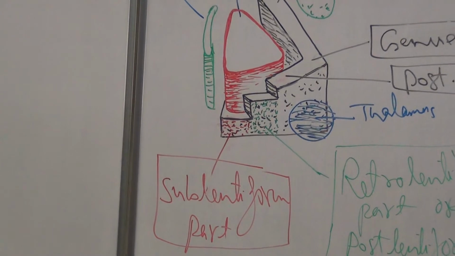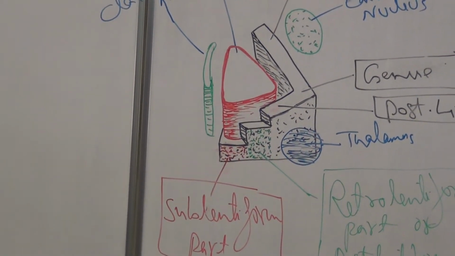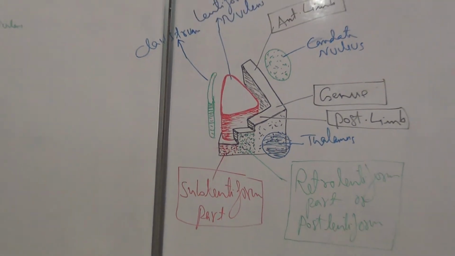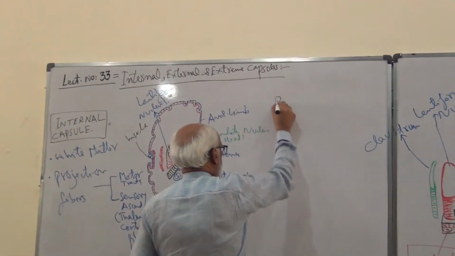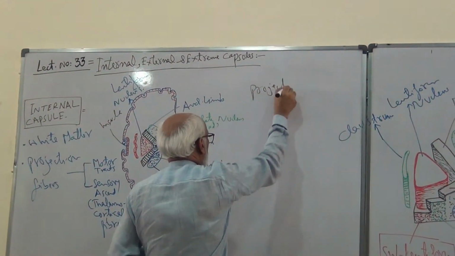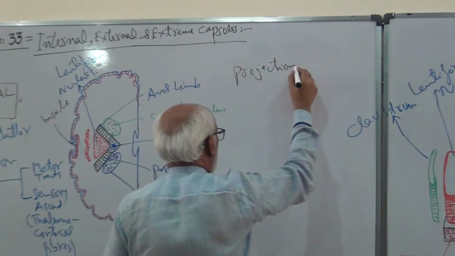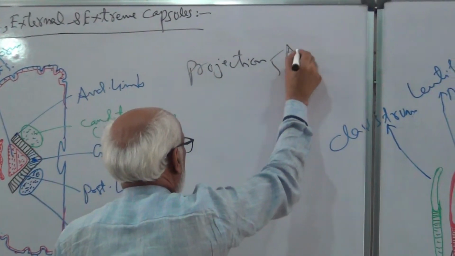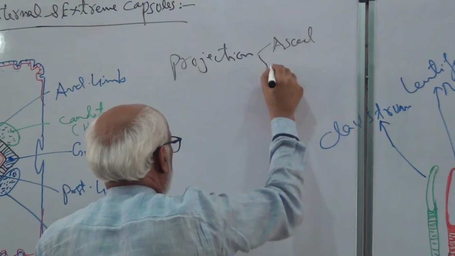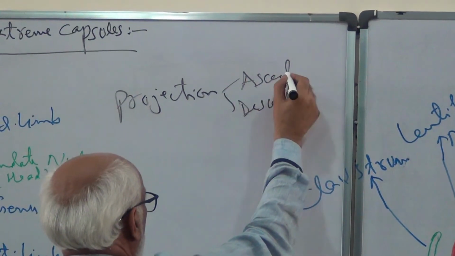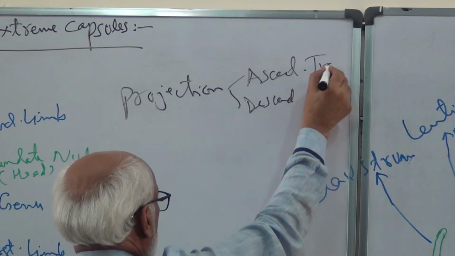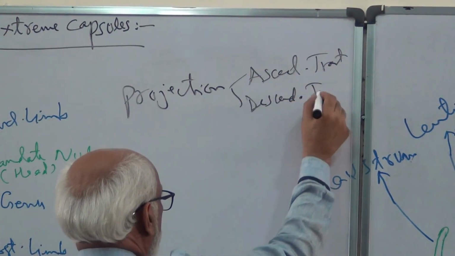So these were different parts of the internal capsule. Now, the projection fibers ascend and descend in the form of ascending tracts and descending tracts.